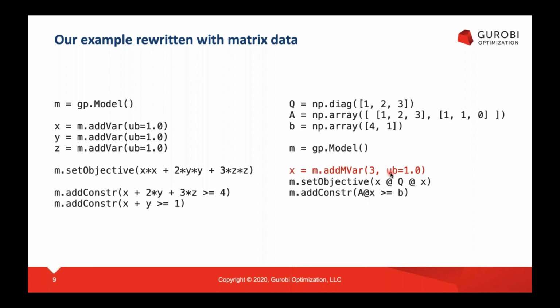And now everything is really canonical. What is the objective function? It's just x, matrix multiplication, Q, matrix multiplication, x. And what is the constraint? Well, it's A times x greater or equal than b. So it's as easy as this.